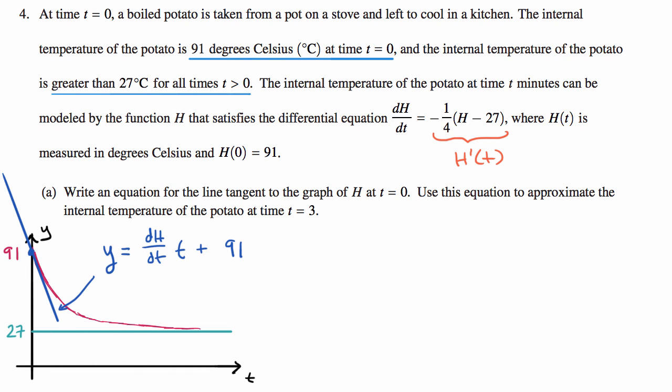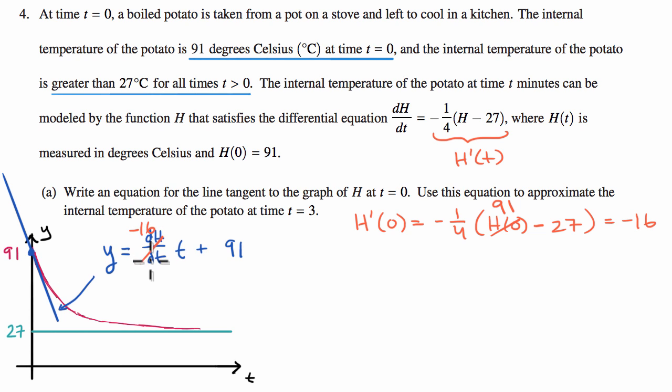So if we want to think about h prime of 0, that's going to be equal to -1/4 times h of 0 minus 27. What is our initial temperature minus 27? This is, of course, 91 degrees. They tell us that multiple times. We've even drawn it a few times. 91 minus 27 is 64. 64 times -1/4 is equal to -16. So this is negative 16 right over here.